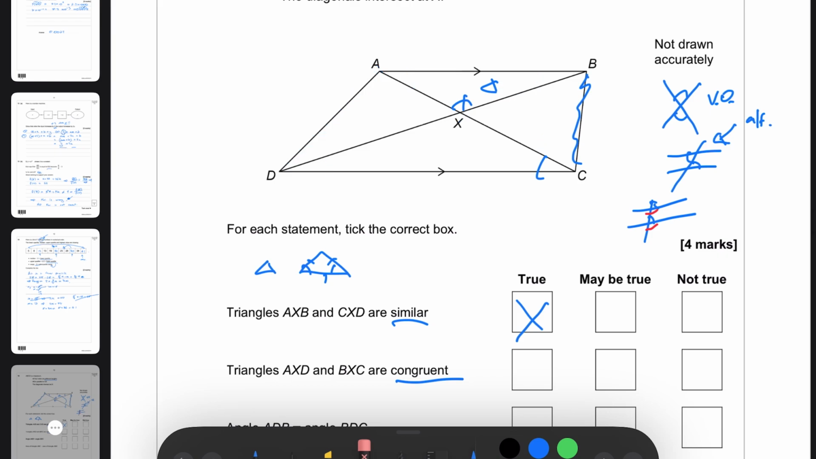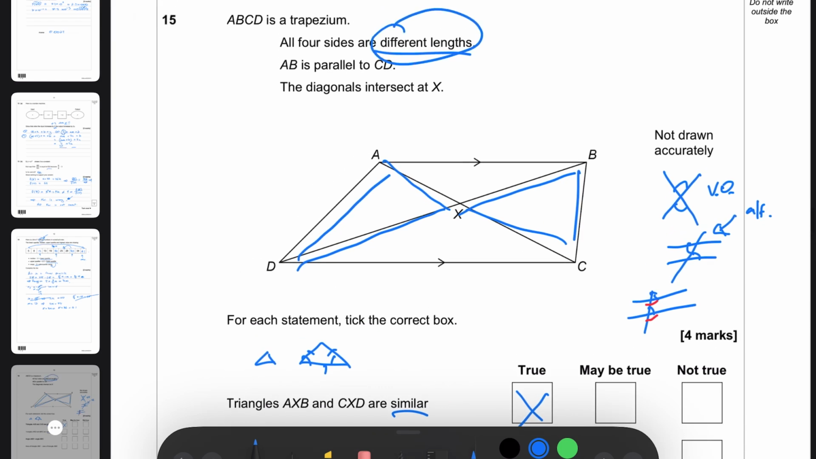Let me delete all of this. Are they congruent? Right, so AXD, so we want to check these ones, and BXC are congruent, right? So these have to be pretty much exactly the same. That's a fancy word for saying they're the same, right? So we automatically know that that's not true, since we are given that all sides are of different lengths, and these sides must be the same for them to be congruent, and this is clearly not true.